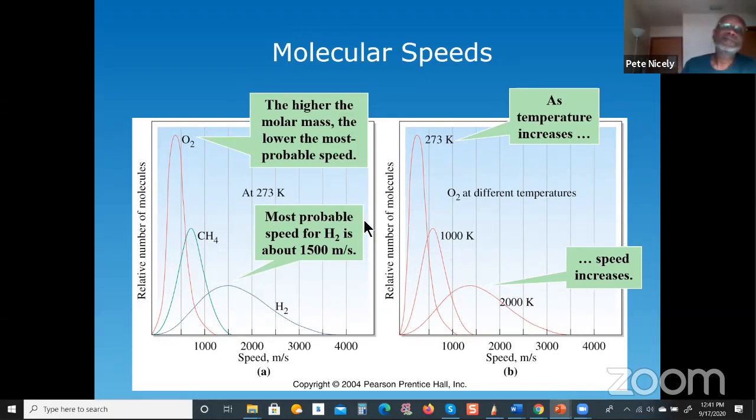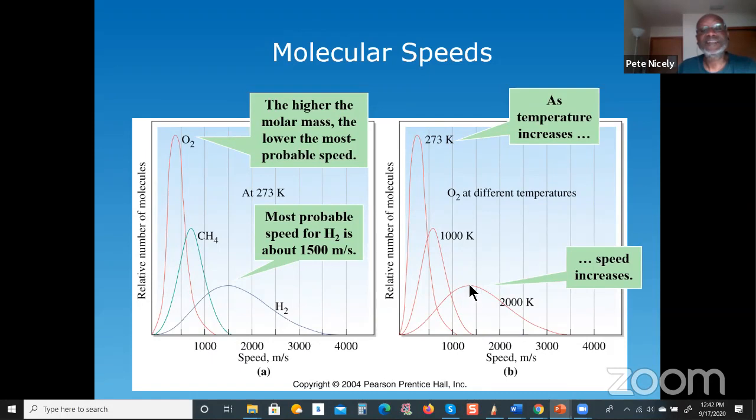Now, let's focus our attention on the graph on the right. It's the same gas, oxygen, so the molar mass is not changed. What is changing is the temperature. So we're going from 273 to 1000 to 2000. At 273, as we said before, the root mean squared speed of oxygen is about 400. At 1000, it's about 600 meters per second.